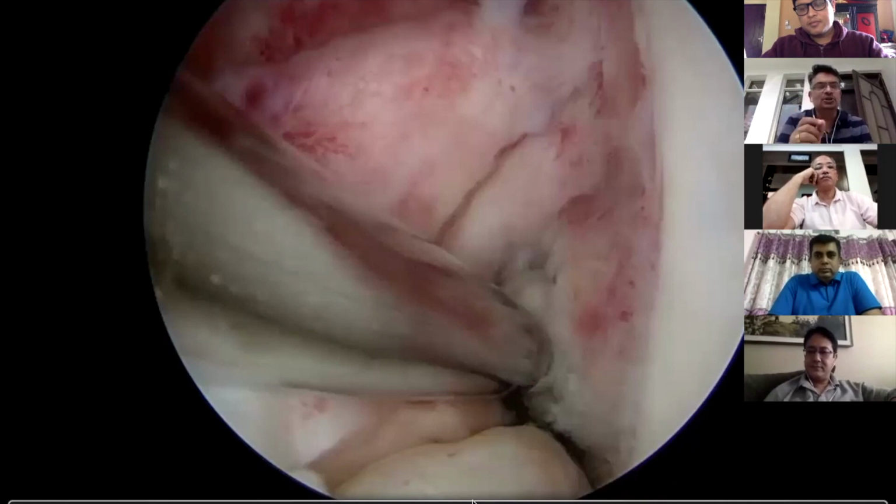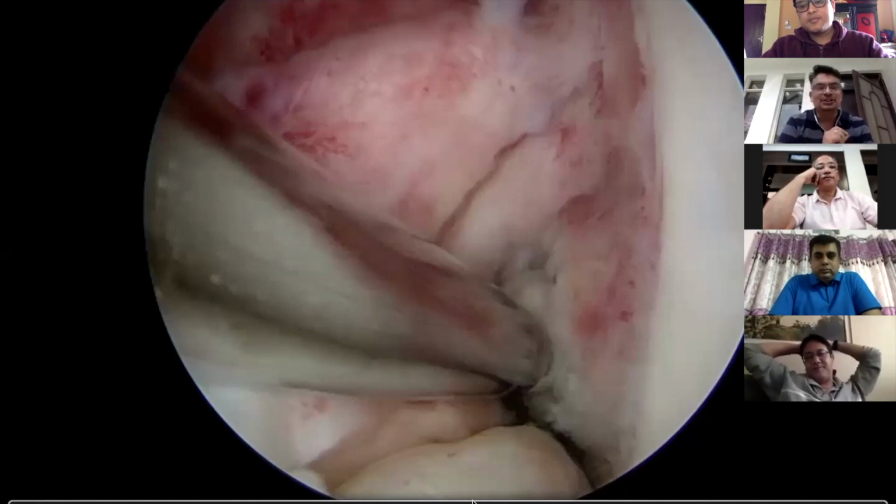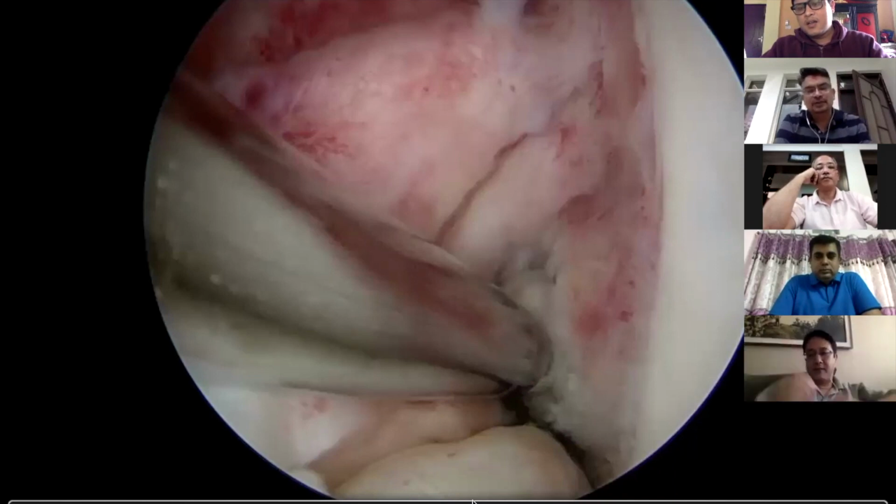But one catch point, again to emphasize, is that it should not compromise the positioning of your tunnel. If you place your tunnel improperly by preserving the remnant, it is not going to function. Your ACL is going to fail. So I think that is a very important point, but whenever possible, yes.